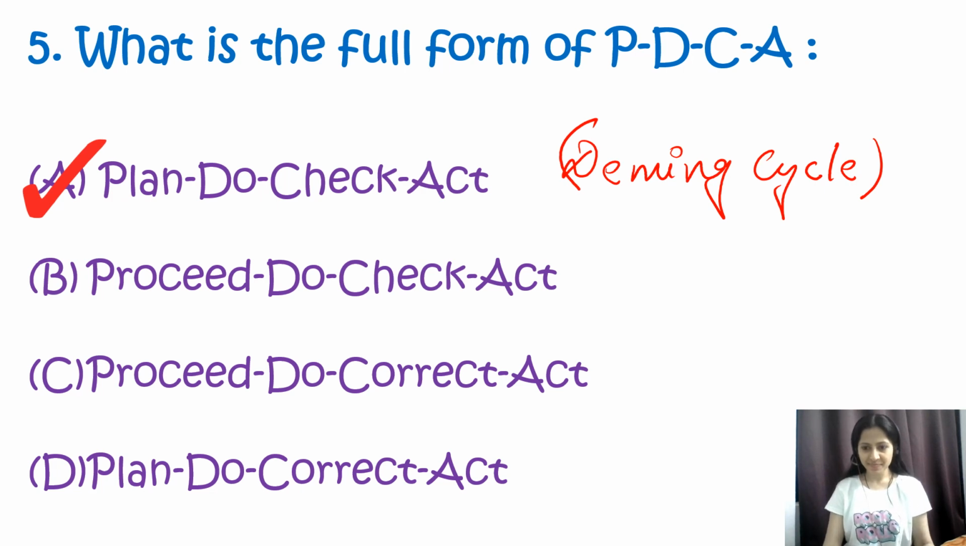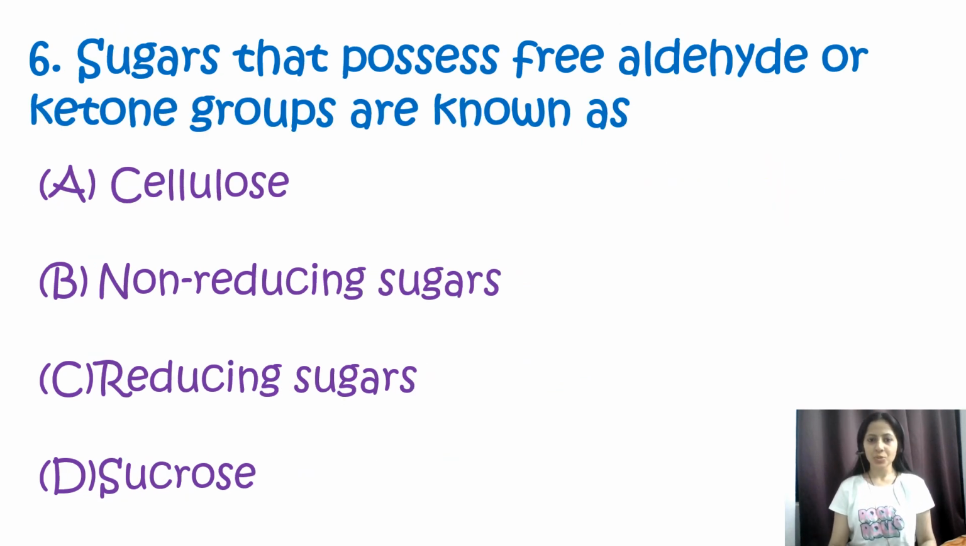Next, question number 6. Sugars that possess free aldehyde and ketone groups are known as, and the options are cellulose, non-reducing sugars, reducing sugars or sucrose. So over here my correct option will be option number C, that is reducing sugar.